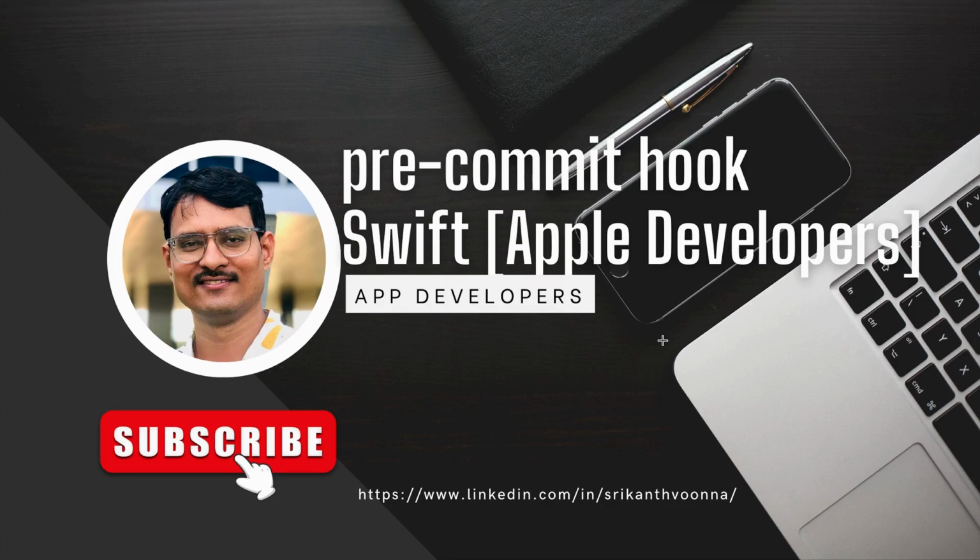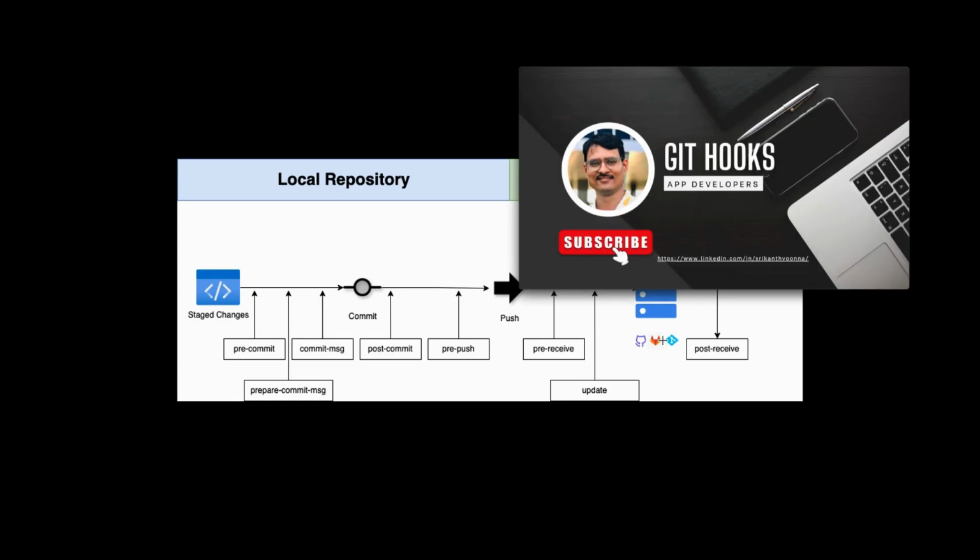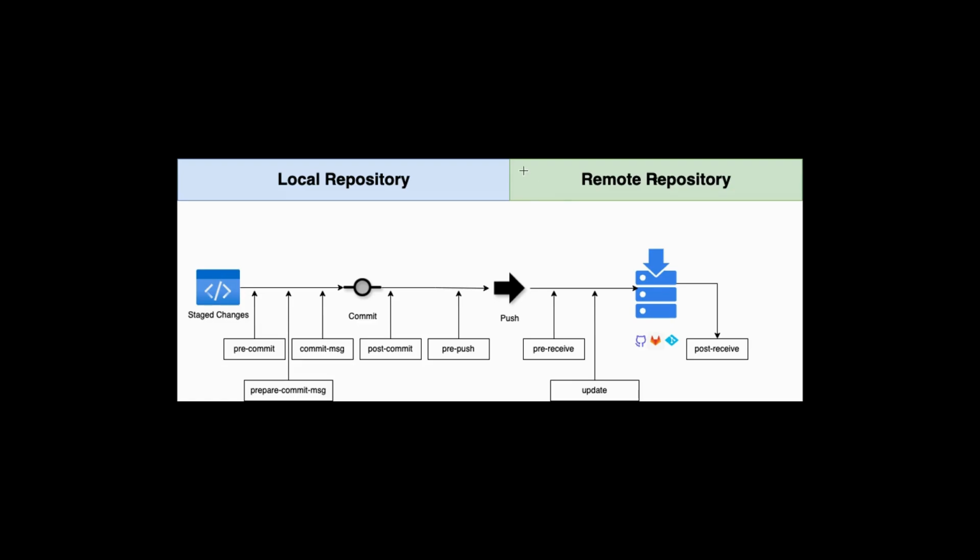Today's topic is pre-commit hook. In the previous video, we learned about what is meant by Git hooks, how they work, and a lot more. If you are not familiar with these concepts, I strongly recommend you go through my previous video. I will add the previous video link in the I button as well as the end card of this video. In this video, we are going to implement a pre-commit hook for an iOS project. It is more or less the same process for any Apple ecosystem project.